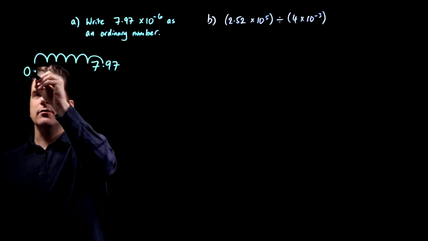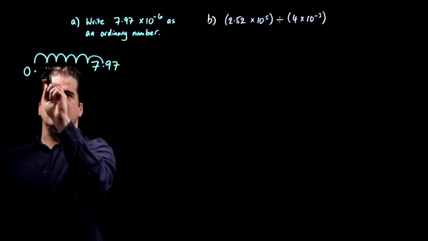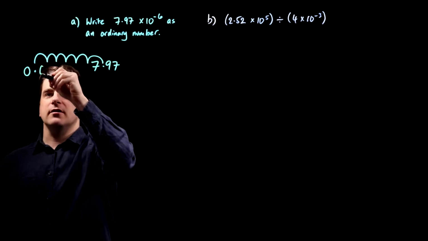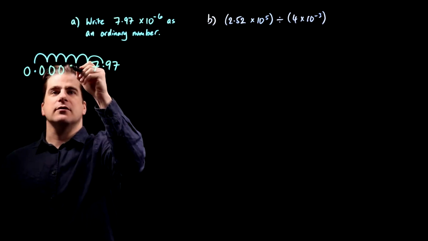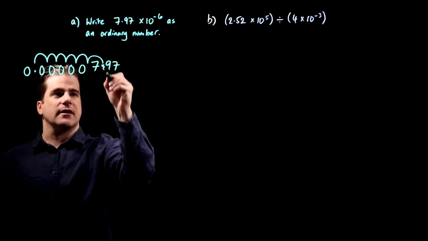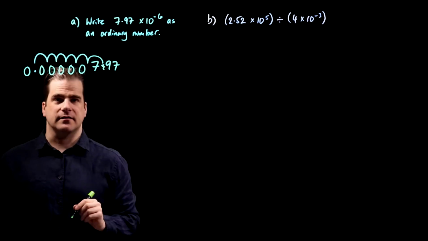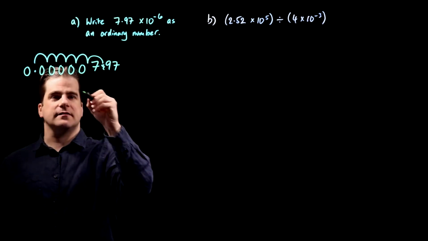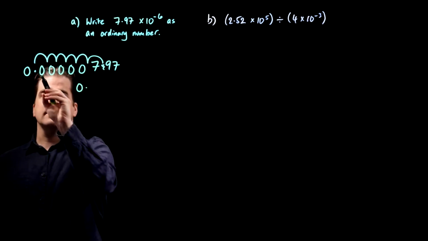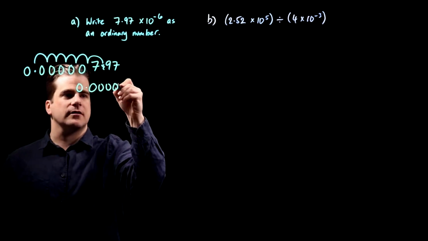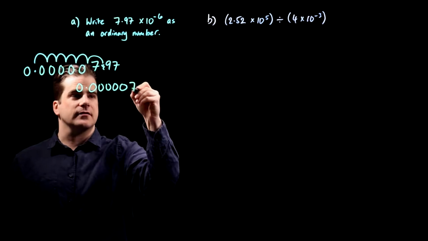So put a 0 in front of it. Fill in each of these gaps with a 0. 2, 3, 4, 5. Okay, and then get rid of that decimal there, and that's the answer. So don't leave it like that, write it neatly. It's 0.0000000000797.